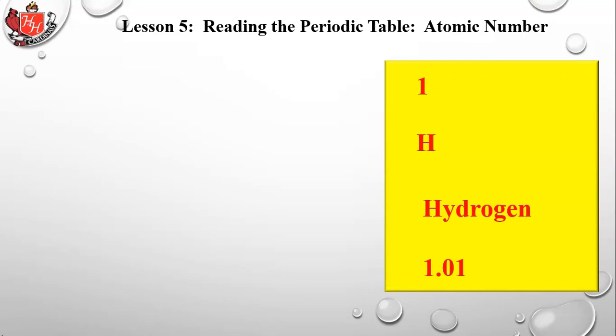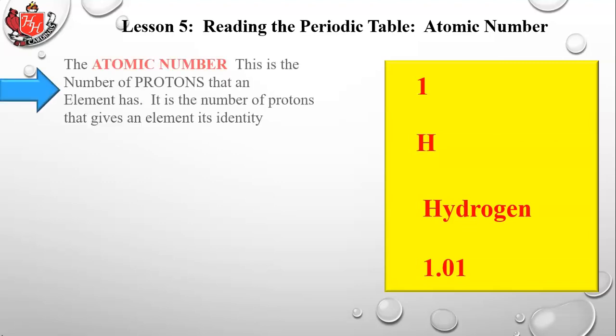So now we're going to learn how to read the periodic table. The typical entry on the periodic table has these 4 parts to it. So let's go through them one at a time. The top number, in most periodic tables, I would say 90% of the time, is the atomic number. Sometimes it's put on the bottom and the atomic mass is put on the top.